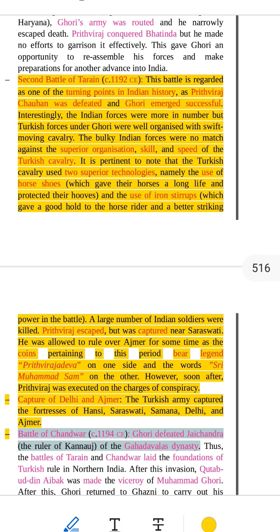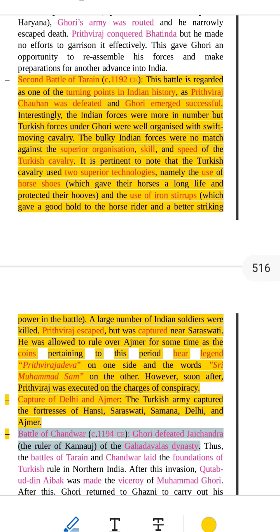Sure. Here's a great, deep, and very detailed summary of the Second Battle of Tarain, 1192 CE, and its aftermath, explained in the simplest possible language, like telling a story to a beginner, with full clarity, extra context, and examples. Summary of the Second Battle of Tarain, 1192 CE. Explained in the most simple and complete way. Who were the main people involved?